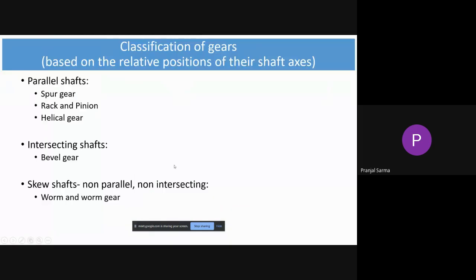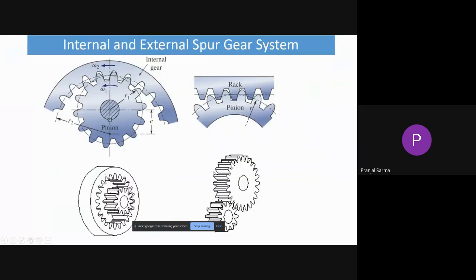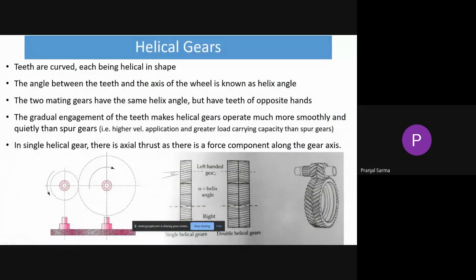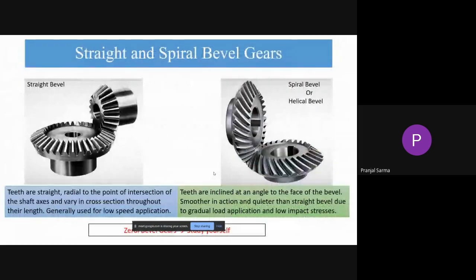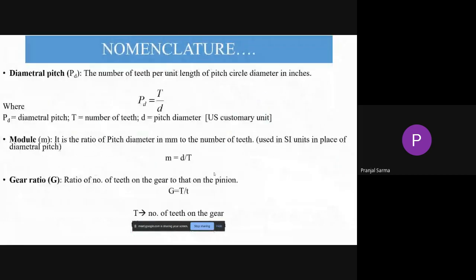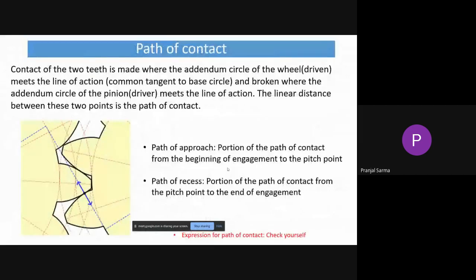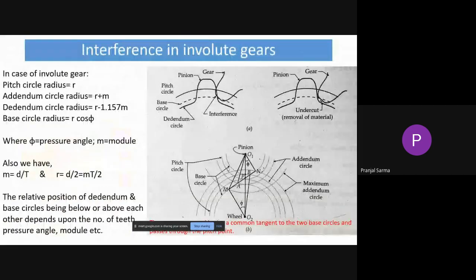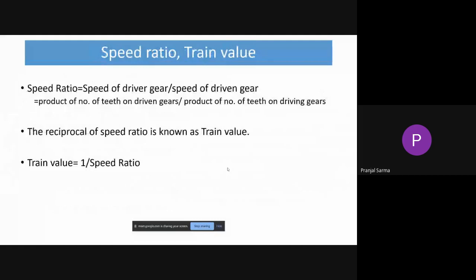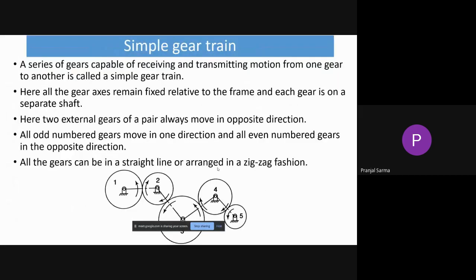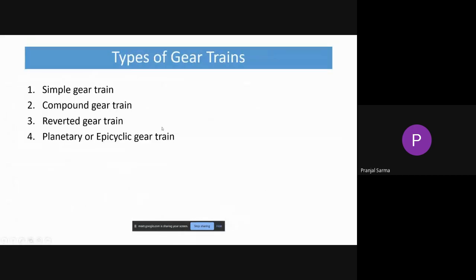Also, some gear problems we have already solved. In the last class, we were talking about different gear trains. Do you recall the different types of gear trains? We discussed your simple gear train and the compound gear train, reverted and planetary gear or epicyclic gear train.